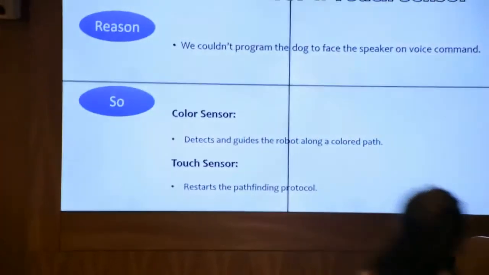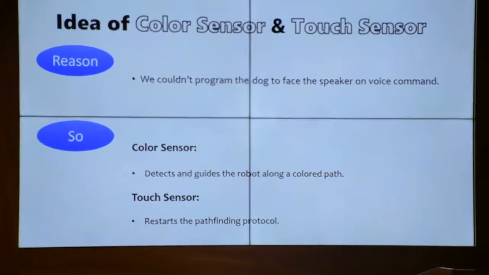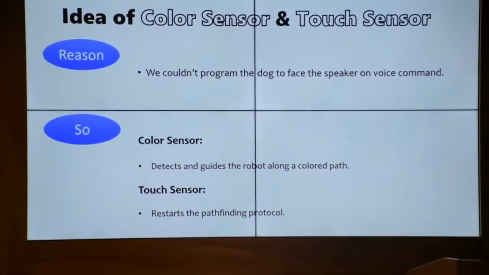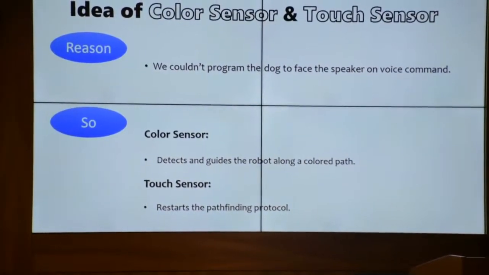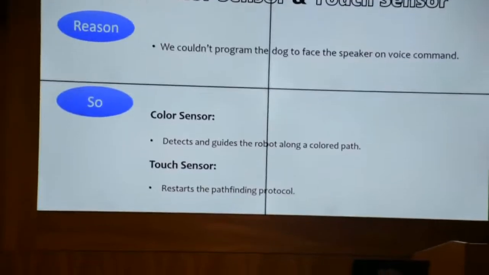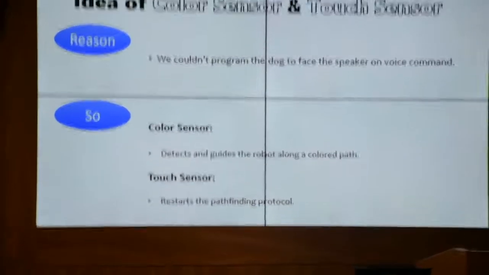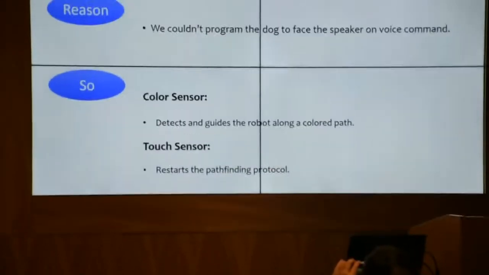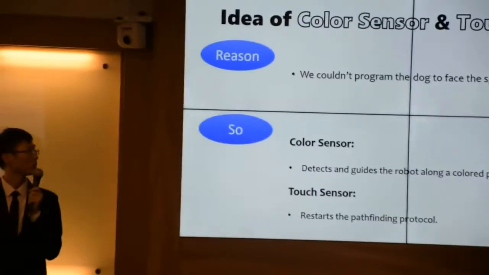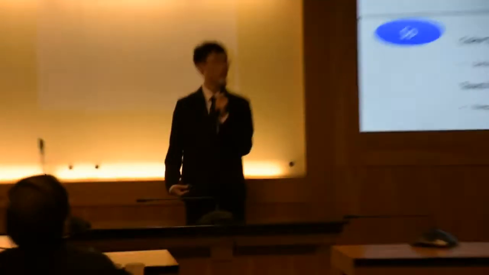In the latest version we added new sensors, which are a color sensor and a touch sensor. The reason we added them is that we got the idea that when we call the dog's name, the dog can or cannot face us. So we tried to make it happen. After that, we found that one sensor called DGPS, provided by the Lego company, can achieve it. But we didn't have this sensor. Therefore, we made some changes.